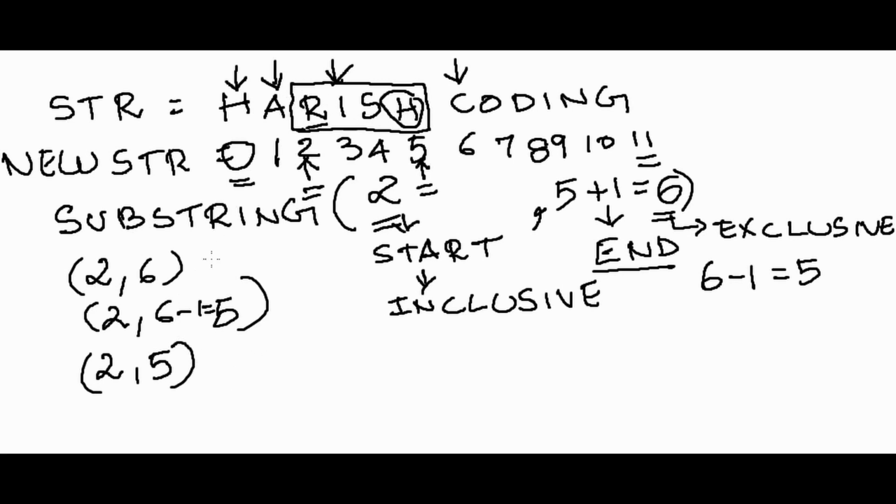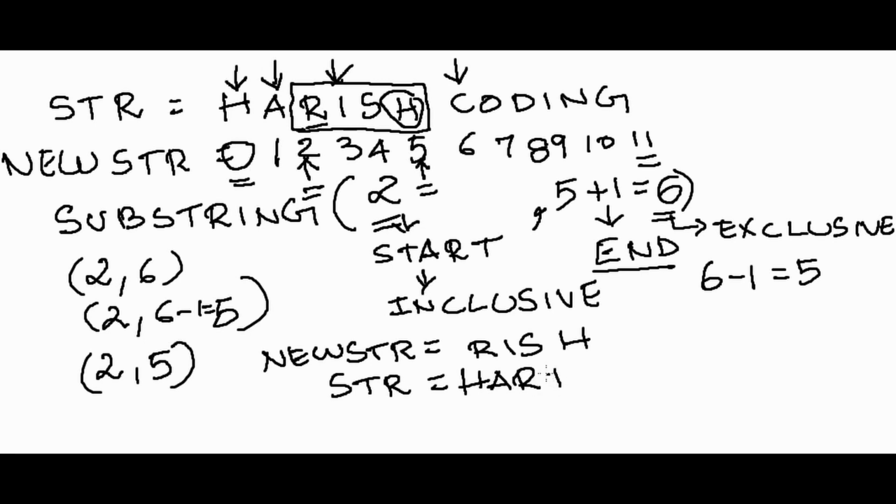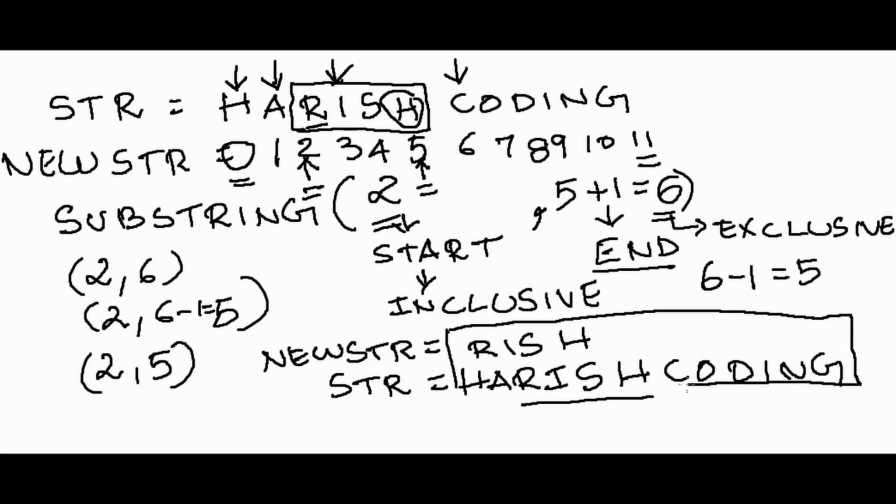So the value of the new str string is RISH. And the value of the str string: since we are copying RISH and storing it in the new str object, the existing str object will not change. So it will be Harish coding. I repeat, we are not cutting this value and pasting it in new str. We are copying it, so the existing str object will not change. So in the output, you will be getting RISH and then Harish coding.